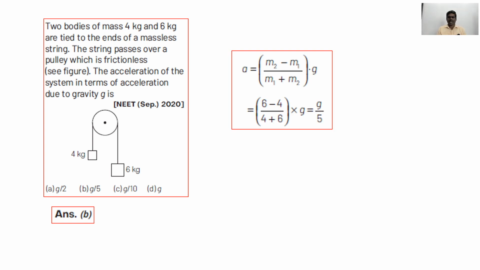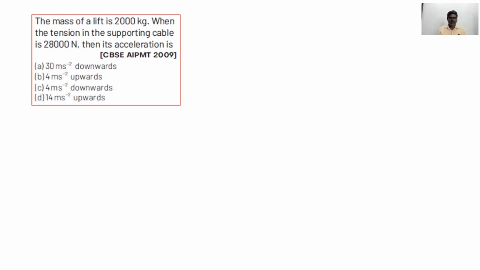From the free body diagram, a equals (m2 minus m1) by (m1 plus m2) into g, that is, the difference of the masses over the sum of the masses into g, acceleration due to gravity. As m2 is 6 kilogram and m1 is 4 kilogram, (6 minus 4) by (4 plus 6) is 2 by 10. 2 by 10 is 1 by 5 into g, that is equal to g by 5. That is option B. Next problem.